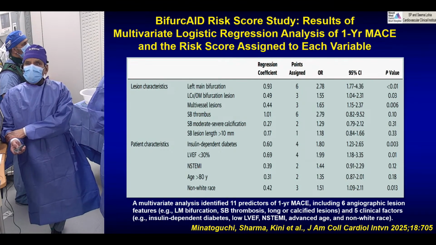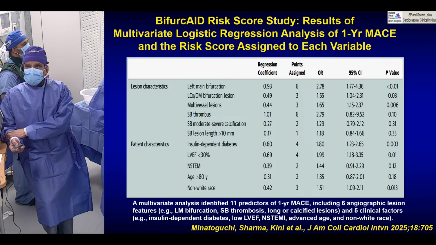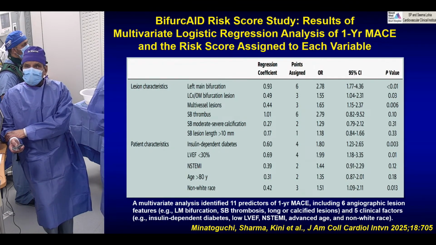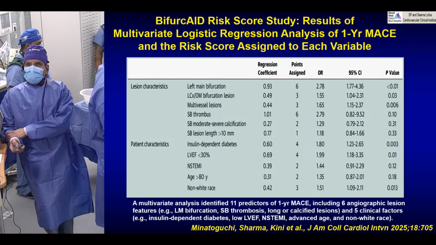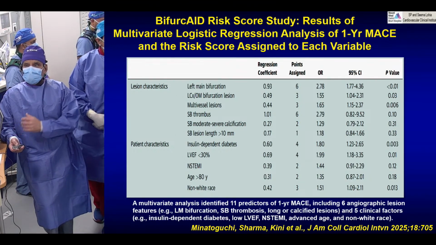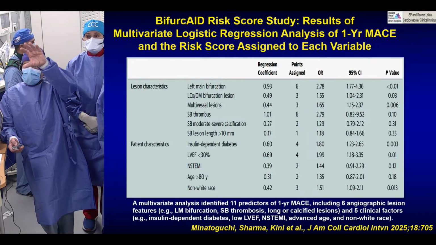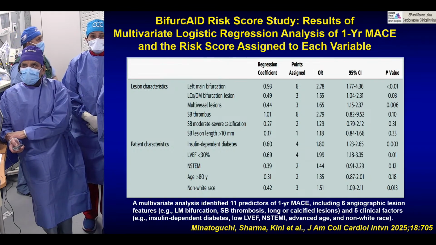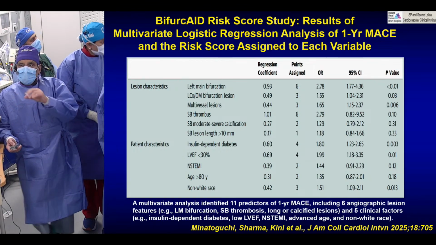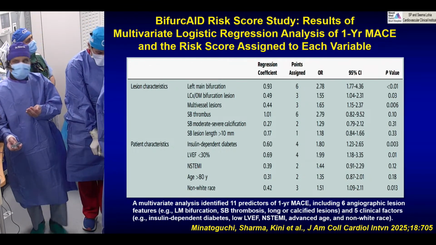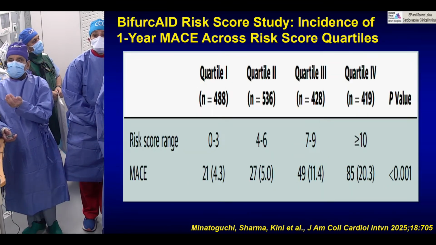Angiographic predictors: left main bifurcation, circ-OM bifurcation, multivessel lesions, side branch thrombus, side branch moderate to severe calcium, and side branch lesion length more than 10. As you can see, each was an independent predictor, and the points assigned are weighted based on the event rate at follow-up, and they came up with a score.